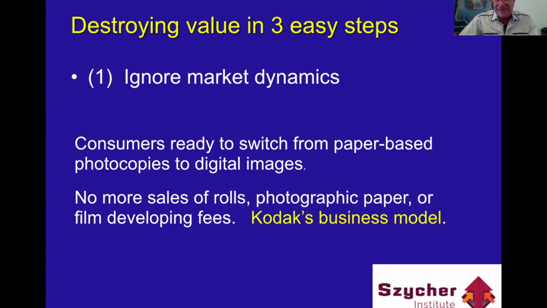So the first easy step to destroy value is to ignore market dynamics. Now, by the time that the digital camera was coming into its own technology, consumers were ready to switch from paper-based copies to digital images. But the management at Kodak didn't believe that. They thought that no more sales of rolls, photographic paper, or film developing fees could be gotten by them, which was Kodak's business model. So digital photography is not something that Kodak wanted to do.